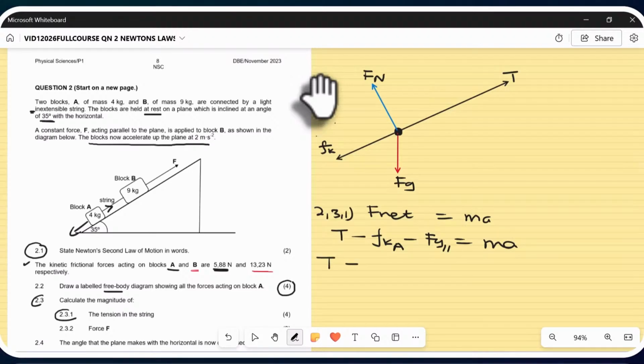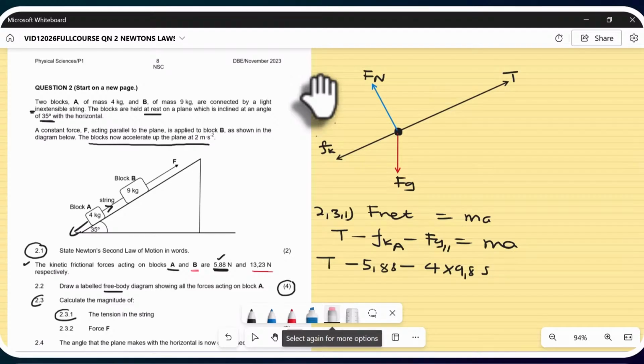Then Fg parallel is going to be mg sine, okay? But the m is 4. What about g? 9.8, okay? And then sine of which angle? They gave us 35. Yeah, sine of 35 degrees. And then equals MA. The mass is 4. They gave us acceleration, which is 2.